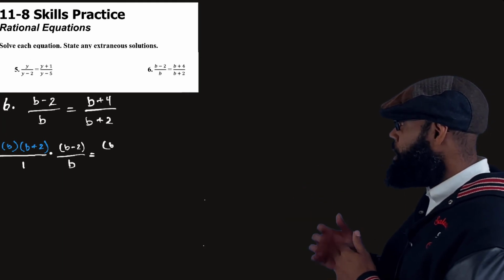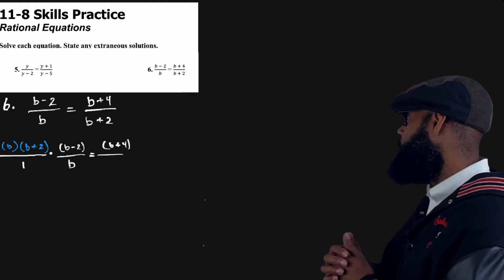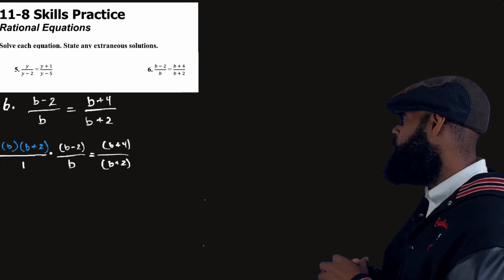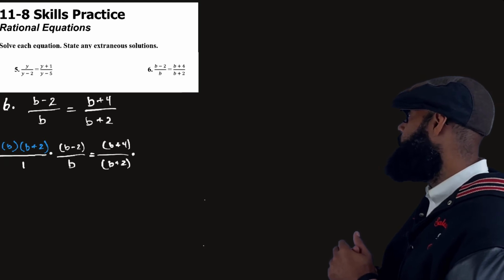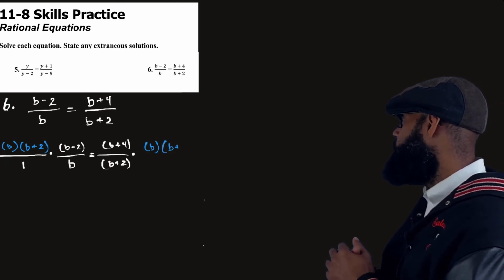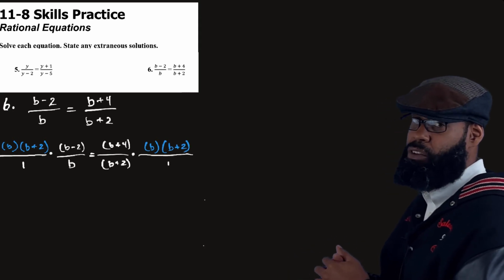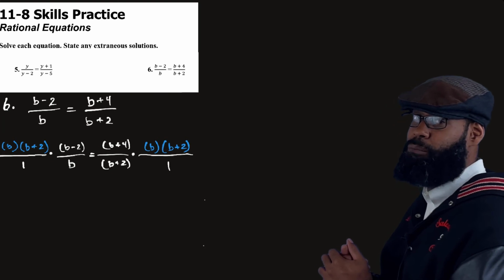And then on the other side, same thing, because what I do to the left side, I have to do to the right side. So once I write the original equation, b plus 4 divided by b plus 2, times, and here we go, b and b plus 2. So b and b plus 2, b times the quantity of b plus 2.